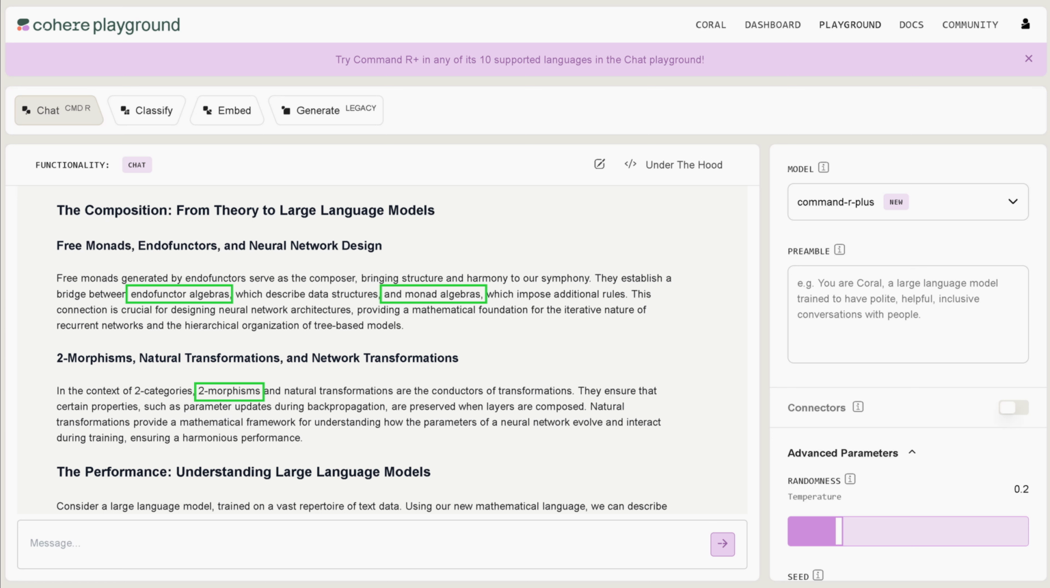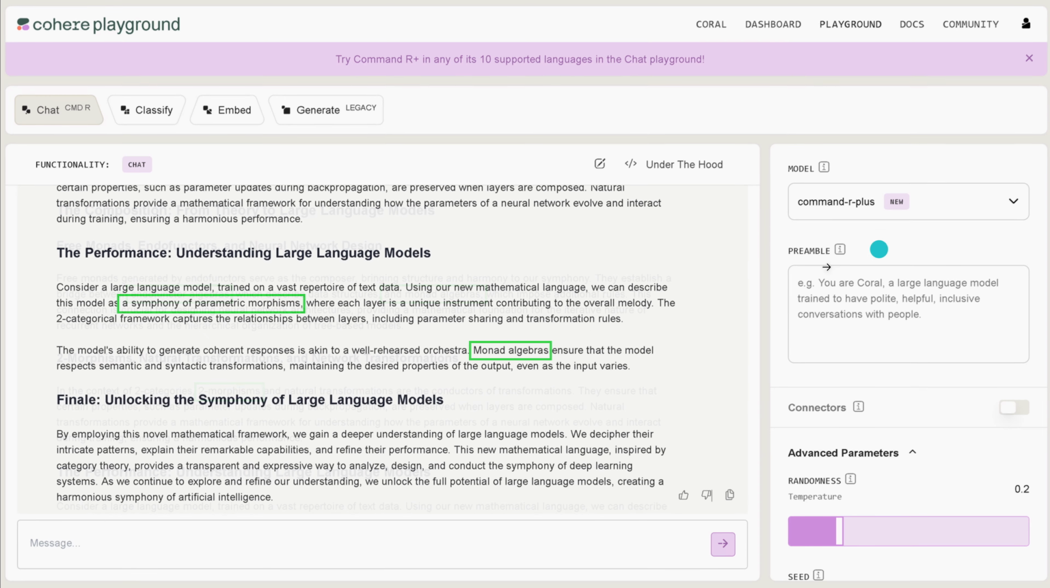And what we have here, remember, we have the topics of free monads, the endofunctors, and the free monads generated by endofunctors serve as the composer, bringing structure and harmony to our symphony. They establish a bridge here between our endofunctor algebras, which describe the data structures, and the monad algebras, which impose here our rulebook. This connection is crucial for designing neural network architectures, providing a mathematical foundation. I like this. Yeah, two morphism natural transformation, certain properties like parameter update during backpropagation are preserved when layers are composed.